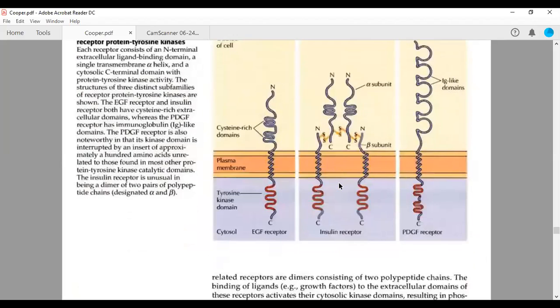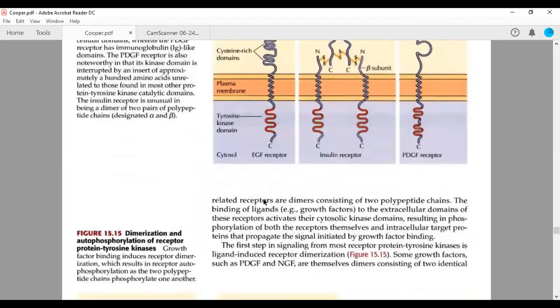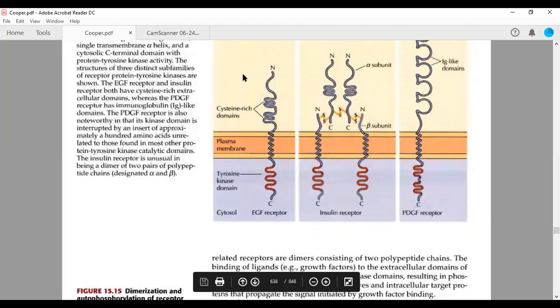So we have discussed this also. These are related receptors or dimers. For example, the insulin receptor is made up of two polypeptide chains, alpha and beta, connected by three disulfide bridges. So binding of the ligand, for example a growth factor, to the extracellular domain of these receptors activates the cytosolic kinase domain. So they all have this extracellular N-terminal domain where the growth factor will bind, here or here.